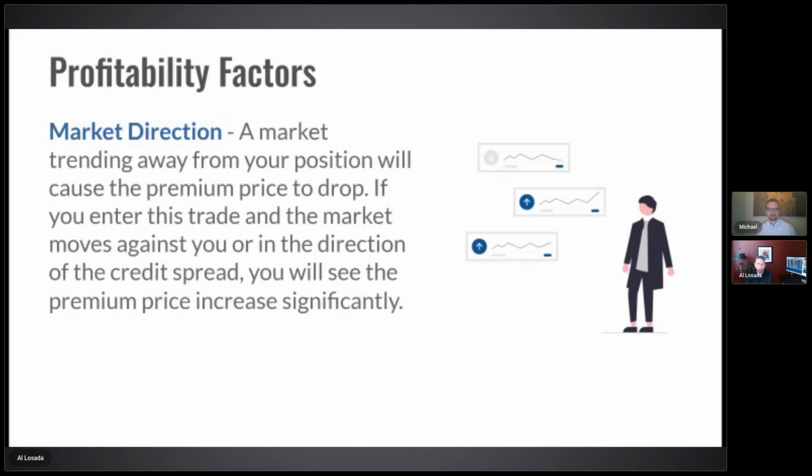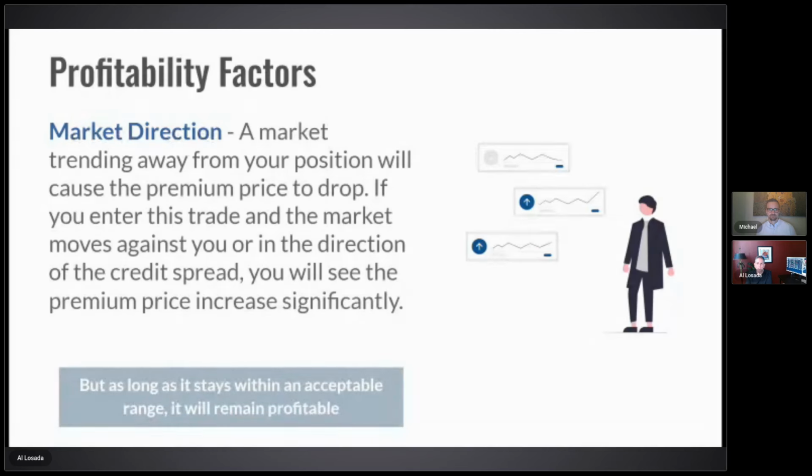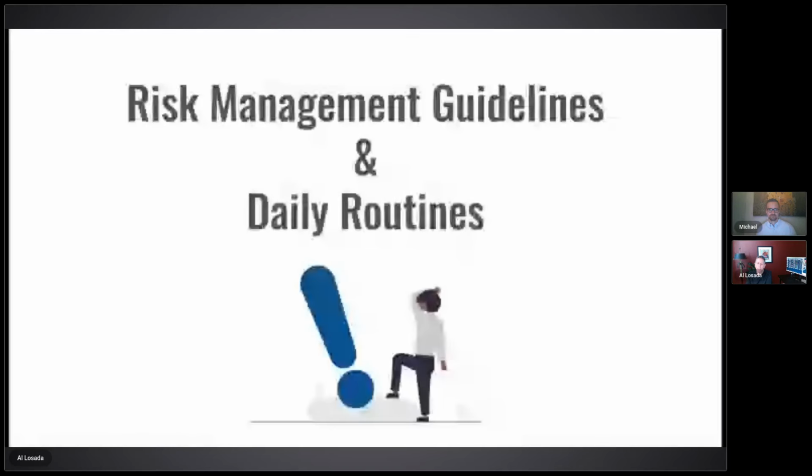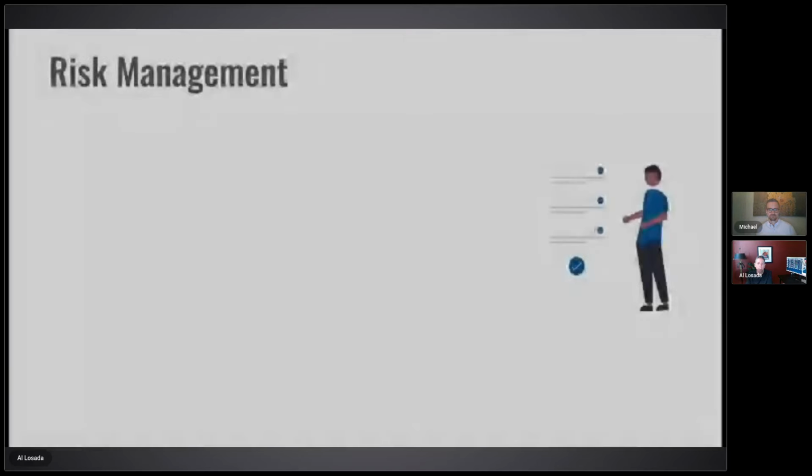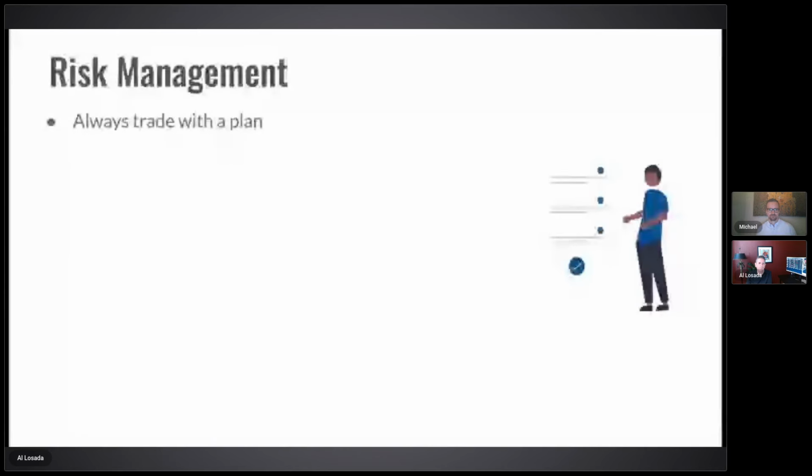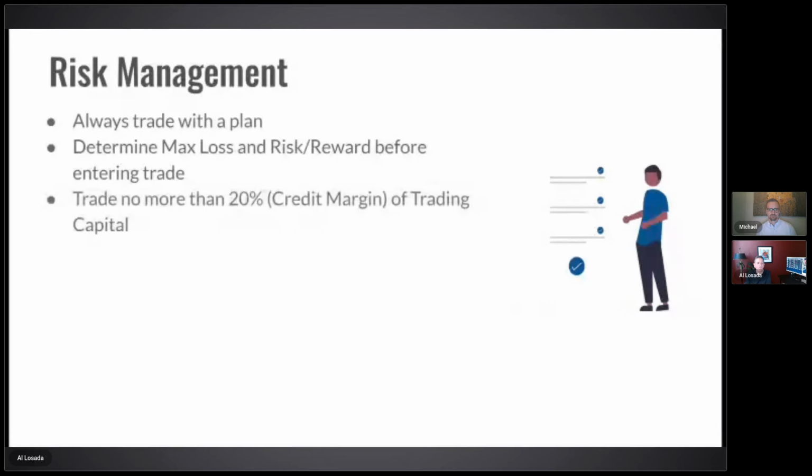Okay. All right, so let's talk about risk management and daily routines. Okay, so number 1, you always want to trade with a plan. All right. You want to determine where your max loss and risk reward is before entering a trade. Okay, so you don't want to go in there and just start trading, right? You really need to understand what you're doing so that you're not going to get burned in doing this.